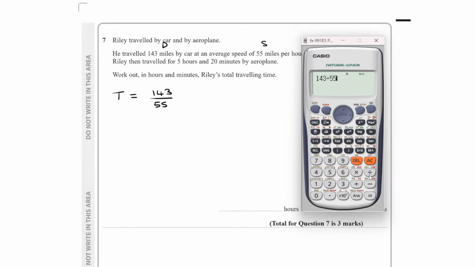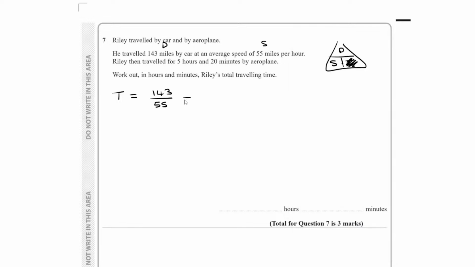Divided by 55 gives me 2.6. Now that's in hours, isn't it? Because they said speed was miles per hour. So that's hours. Once we've done that, then it's just basically asking us to convert, because you see how they want it in hours and minutes. This is just hours. So I need to know, it's 2 hours, but what is 0.6 in terms of minutes?